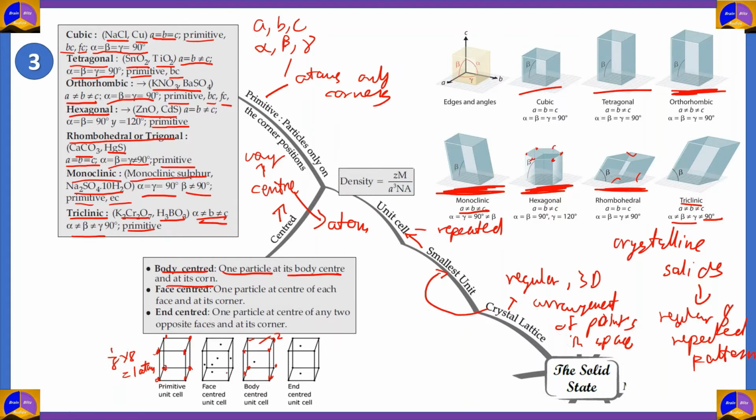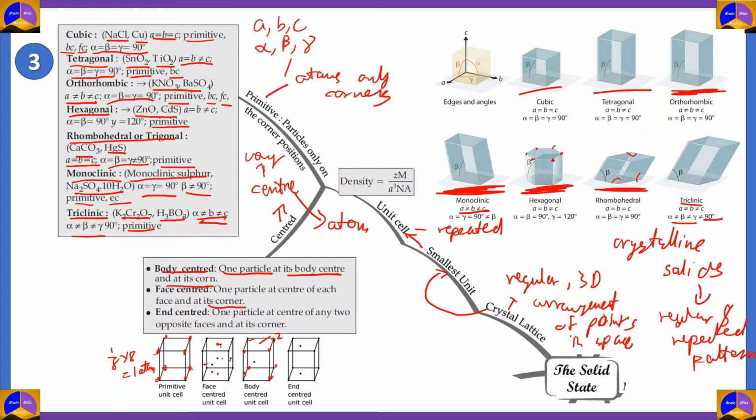Next, we move on to face-centered unit cells. In face-centered, atoms are present 1 at the 8 corners and 1 at the center of each face. Up, down, left, right, front, back. All of these have an atom at the center of that face, in addition to which, they also have atoms at their corners.